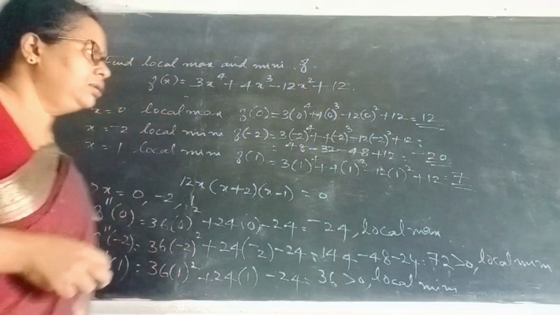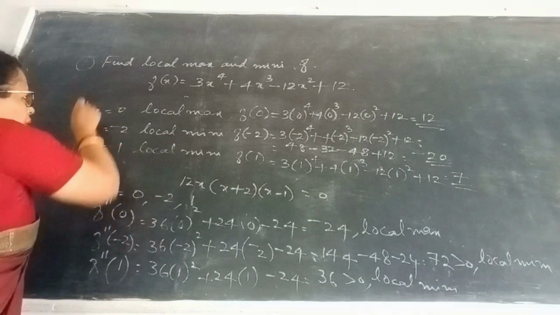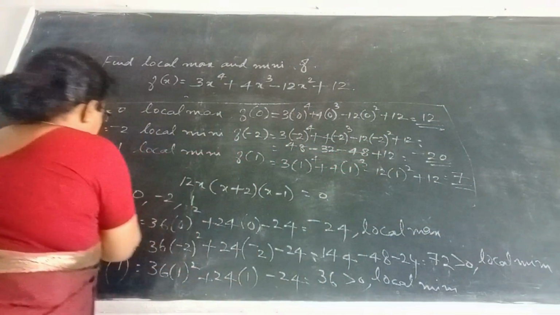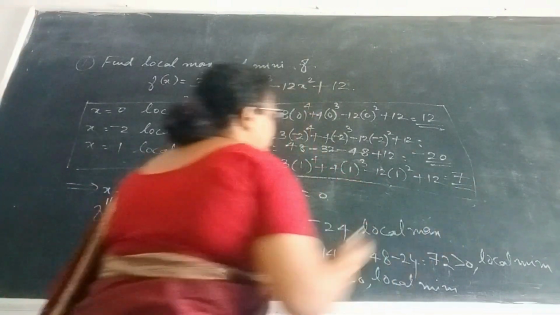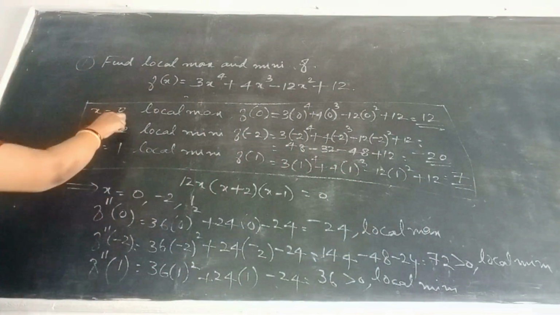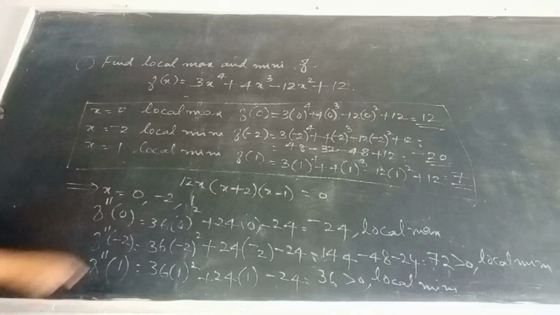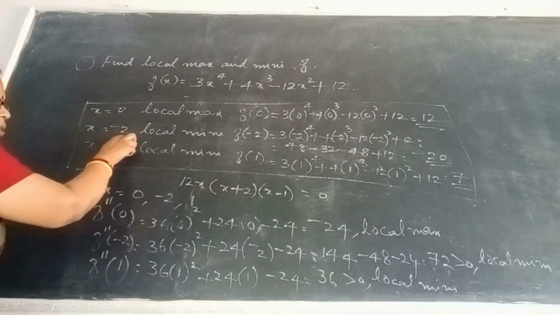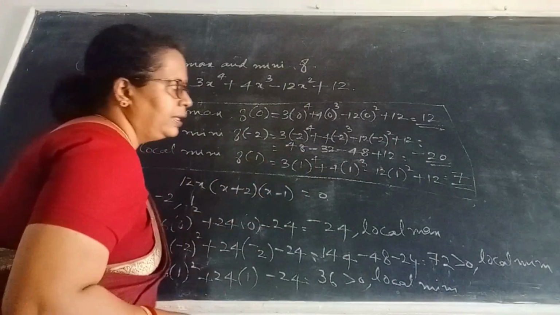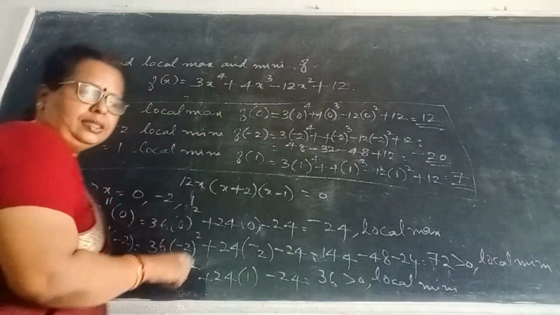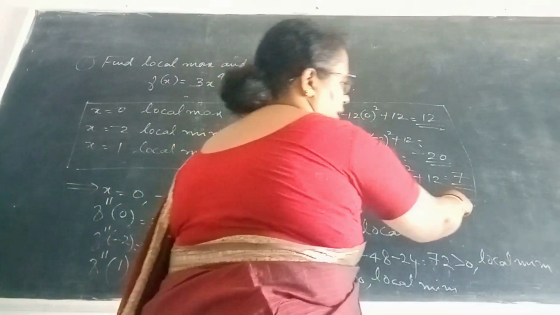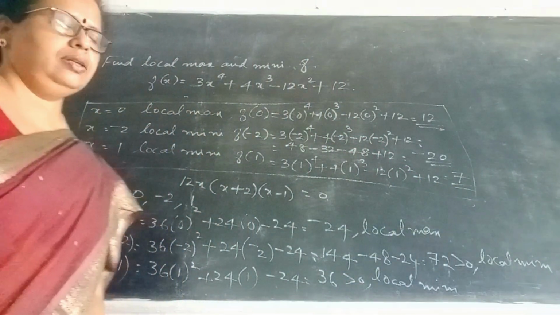So this is the conclusion. This is the answer part. So what we got? X equal to 0 is local maximum and that maximum value is 12. X equal to negative 2 is local minimum and that minimum value is negative 20. X equal to 1 is local minimum and that minimum value is 7.